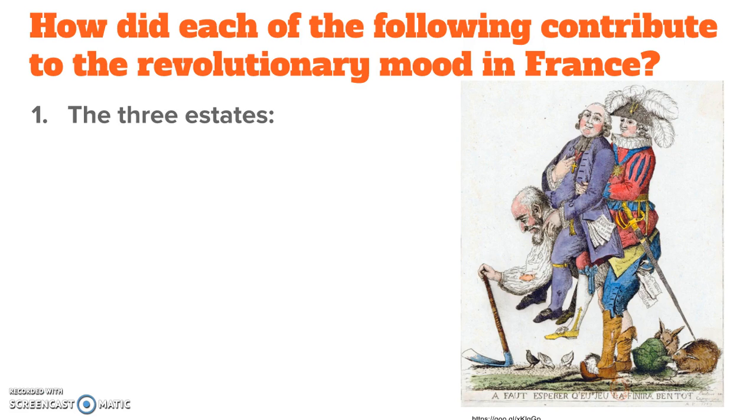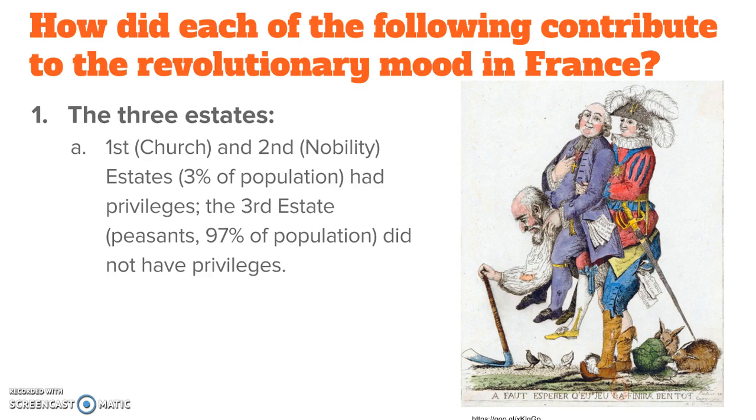So this is the social structure in France, right? The first estate is the church, second estate is the nobility. Those are two of the estates, but they make up only 3% of the population. And then they also had several privileges, and we're going to talk about an example of one of those. Finally, you have the third estate. Those are the peasants. They make up 97% of the population, a huge amount of the population.